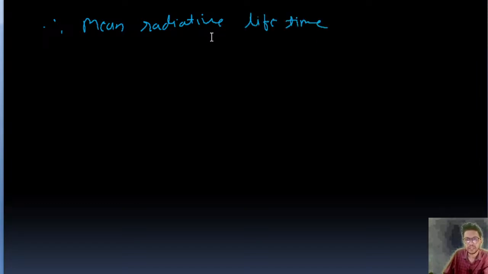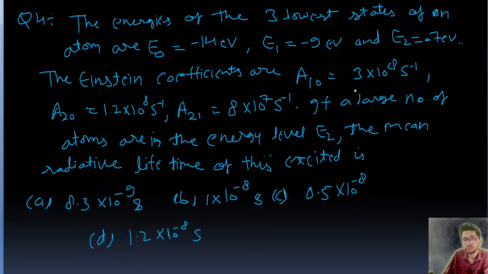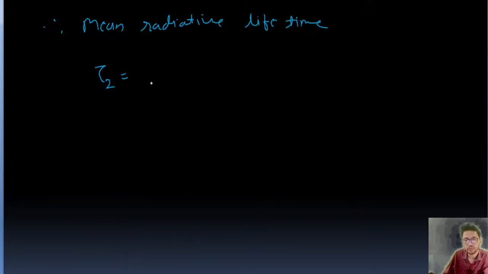There's a formula for the mean radiative lifetime. Therefore, the mean radiative lifetime is tau 2, because we have to find the radiative lifetime for the E2 state, right? That's why I'm writing tau 2. Tau 2 is simply 1 upon A2. So this is going to be 1 upon 2.0 into 10 to the power 8, right?